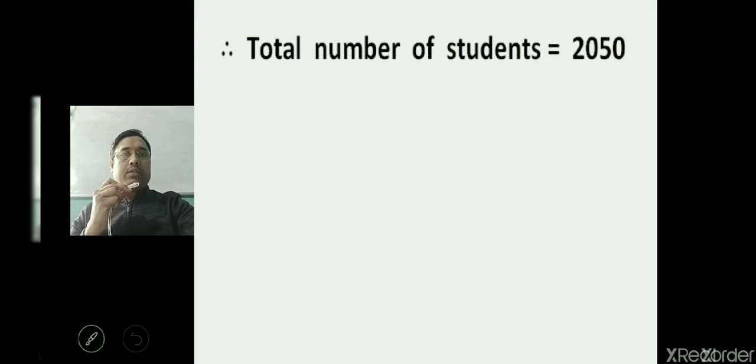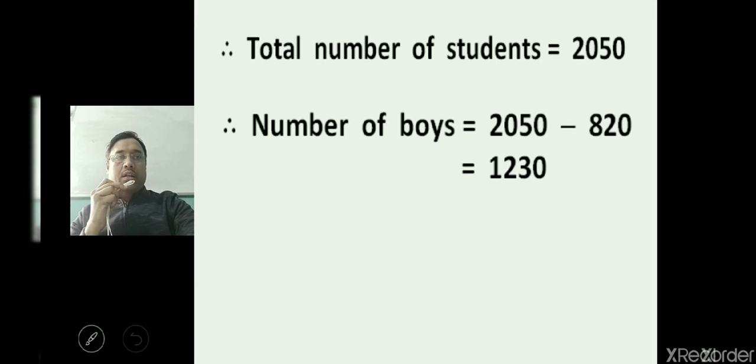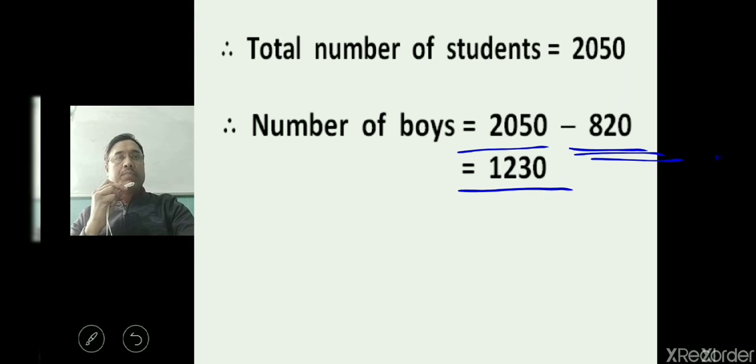Therefore the total number of students is 2050, and the number of boys we can find, because 820 is the number of girls, it is given. You will subtract the number of girls from the total students, then you get the number of boys. So it is 2050 minus 820, that is 1230, the number of boys in the school.